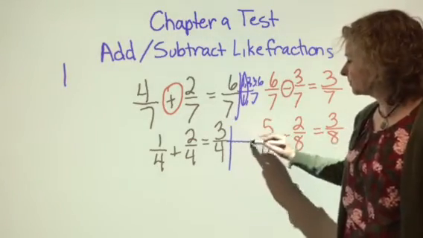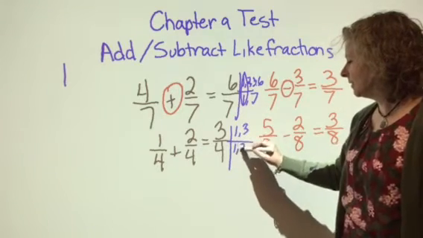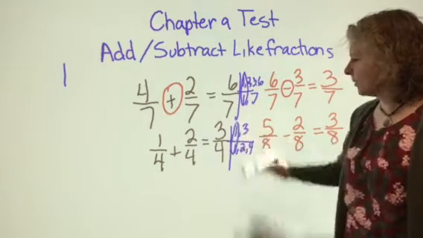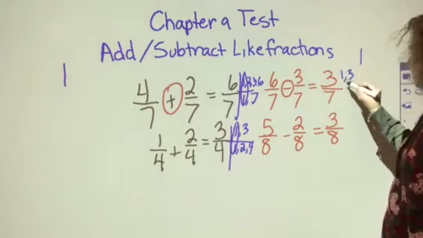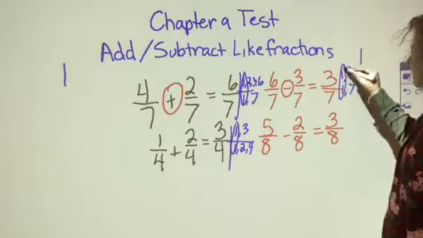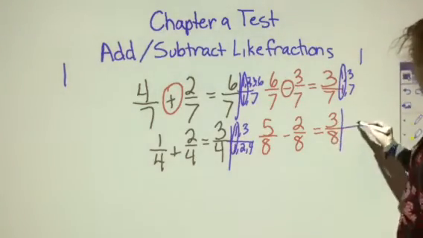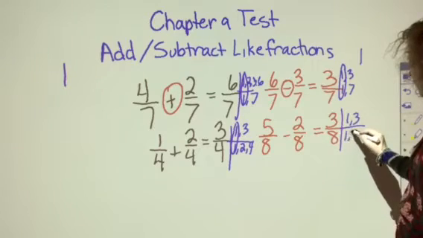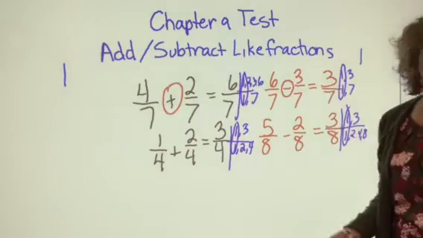Simplest form. I'm going to be honest, I know this is a benchmark fraction. Greatest common factor, 1. It's in simplest form. Let's see. 1 and 3, 1 and 7. Greatest common factor is 1. It's in simplest form. How about this one? 1 and 3, 1, 2, 4, 8. Greatest common factor is 1.